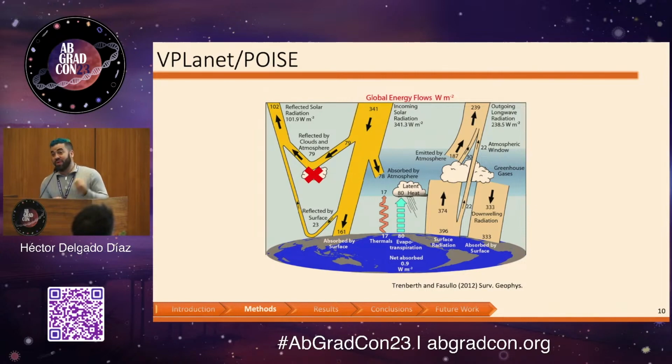That means that we mostly focus on two parts of the energy balance model, which is how much is absorbed by the surface of the planet. And on the right side, top side, you can see that it says outgoing longwave radiation, how much of that is being radiated by the atmosphere itself in longer wavelengths.